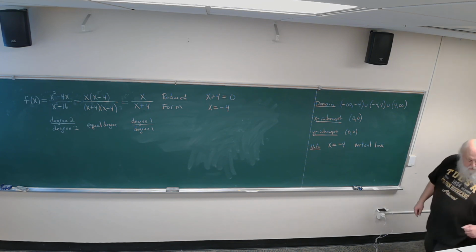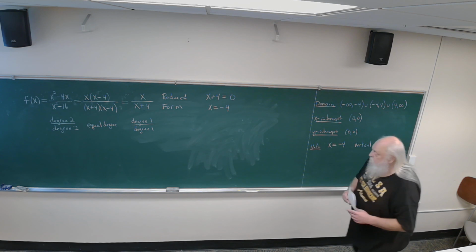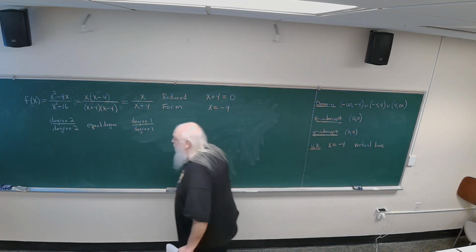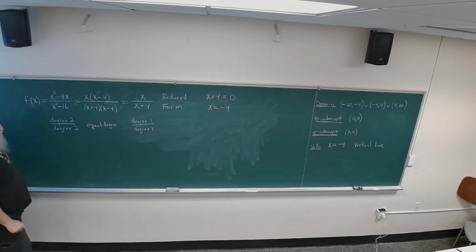So if you look, it doesn't matter whether you look at the original rational function or the reduced form, okay? The leading coefficient of the numerator is 1. The leading term is x squared, and the leading coefficient is 1.